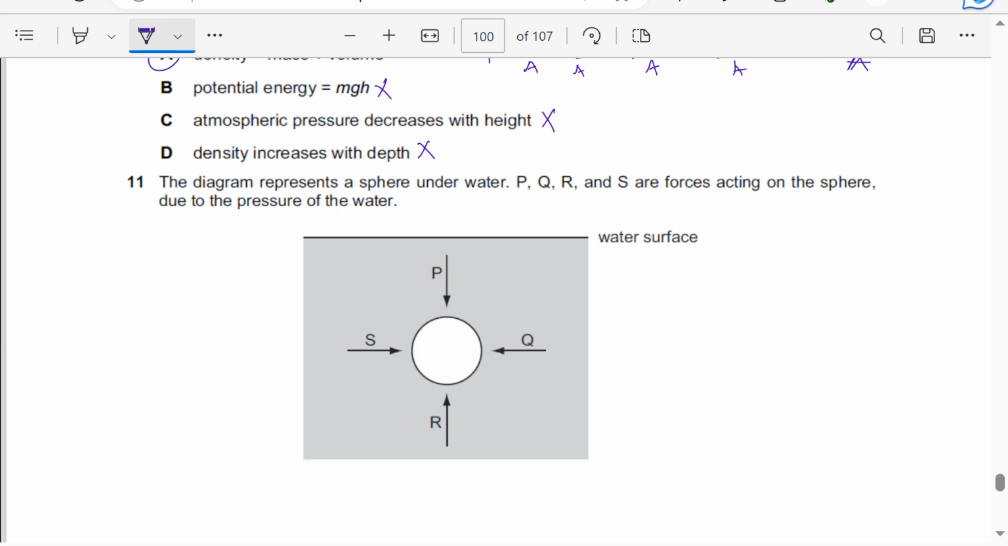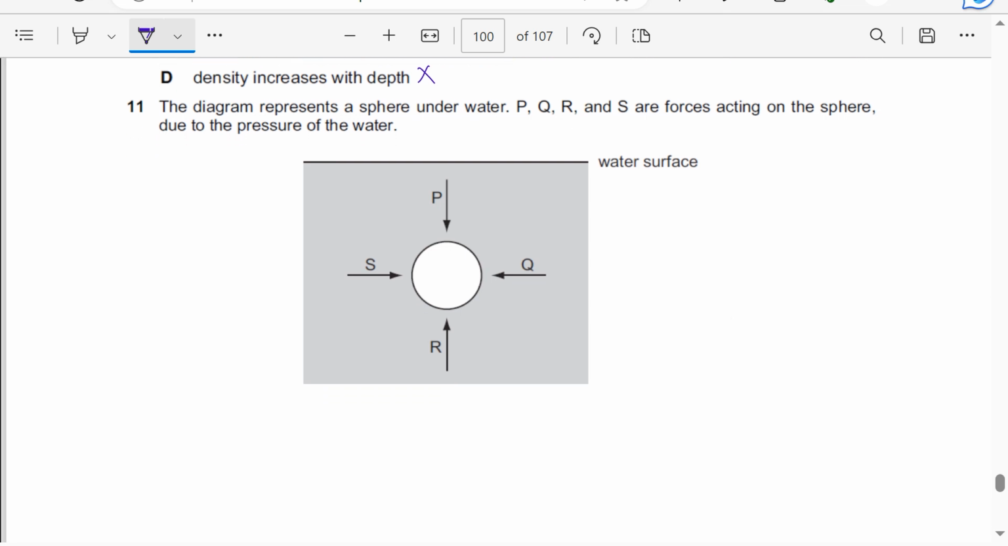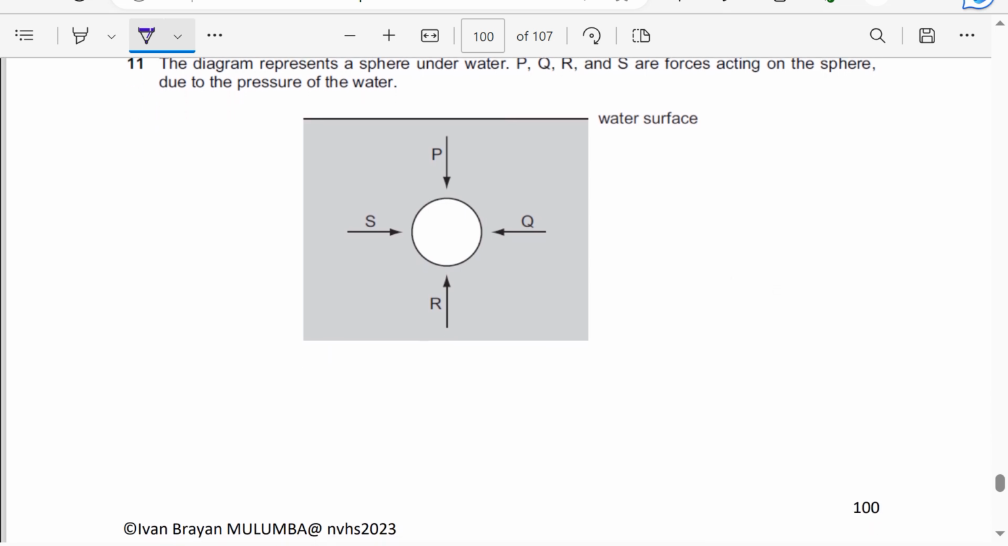The diagram represents a sphere underwater. P, Q, R, and S are forces acting on the sphere due to the pressure of the water. Okay. So if it is due to the pressure of the water, it means the pressure at S is the same as the pressure at Q. And since pressure increases with depth, the pressure at R is greater than the pressure at P. So the force at R is greater than the force at P because pressure increases with depth. Pressure equals density times g times h. And you notice that R is at a bigger depth than P, so R is greater than P.